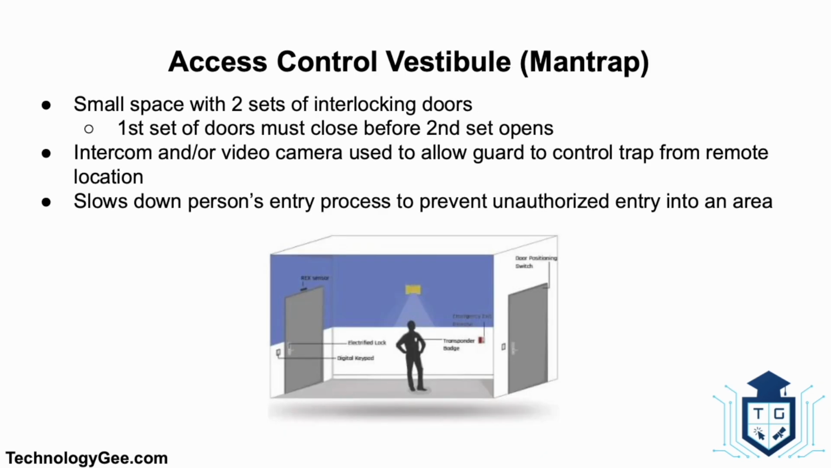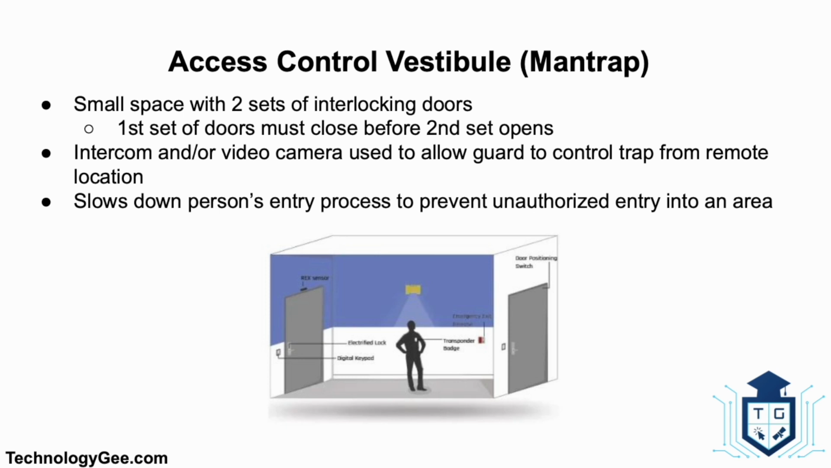Next, we have what is called an access control vestibule or a mantrap. So a mantrap is a physical security access control system consisting of a small space with two sets of interlocking doors, such that the first set of doors must close before the second set opens. In a manual mantrap, a guard locks and unlocks each door in sequence.